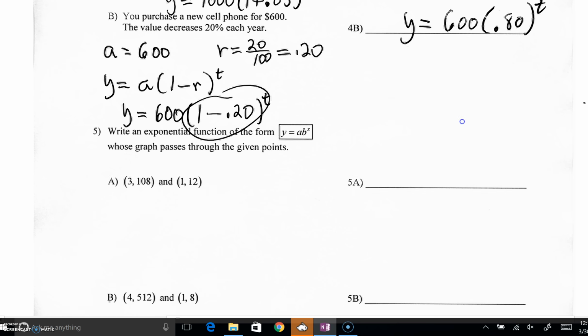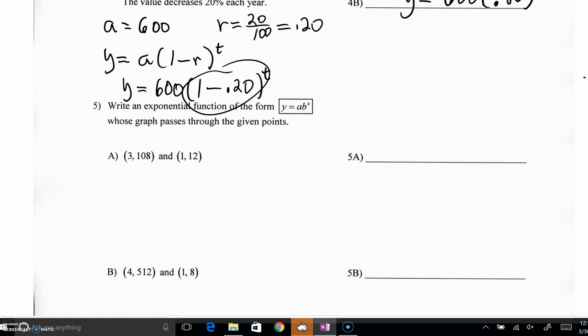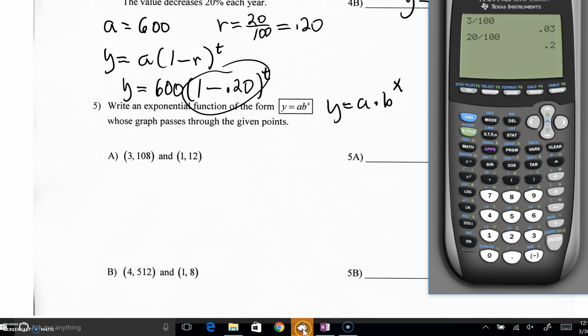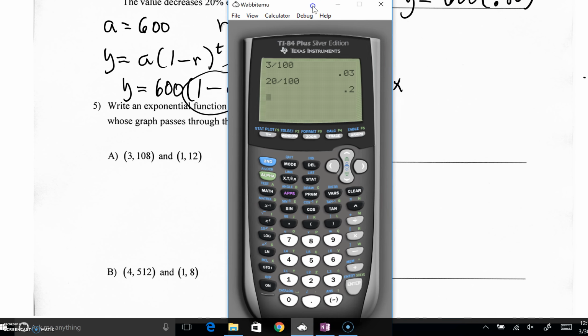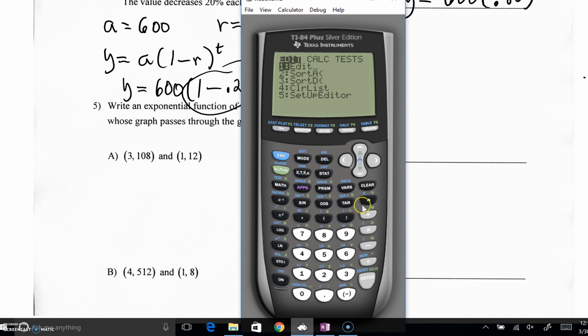All right, so for our last ones, we're trying to get an equation, y equals a times b to the x. That's a general exponential function. Tell you what, we're going to use our statistics button to help us out. Press Stat, go to Edit, and I'm going to clear out my list. I'll go to the top, press Clear. Come over here, go to the top, press Clear. And for your x's, you'll have an x value of 3, hit Enter. X value of 1, hit Enter. You'll have a y value of 108, hit Enter.